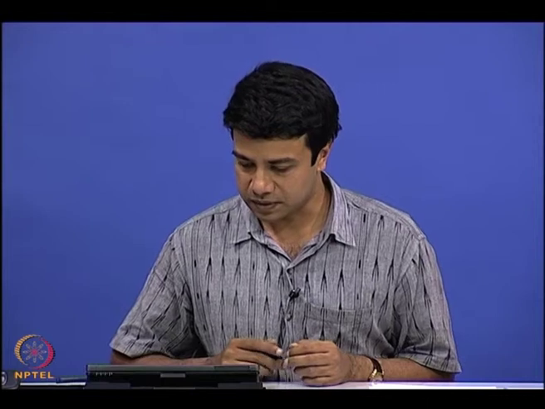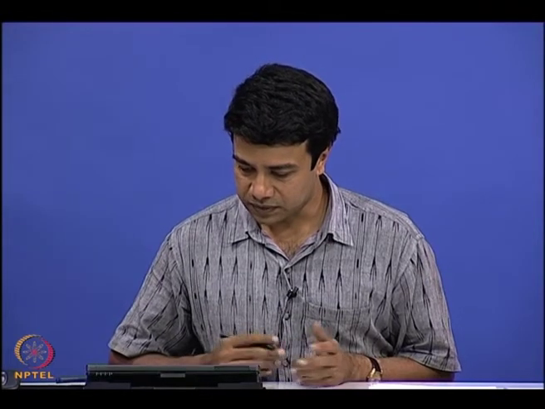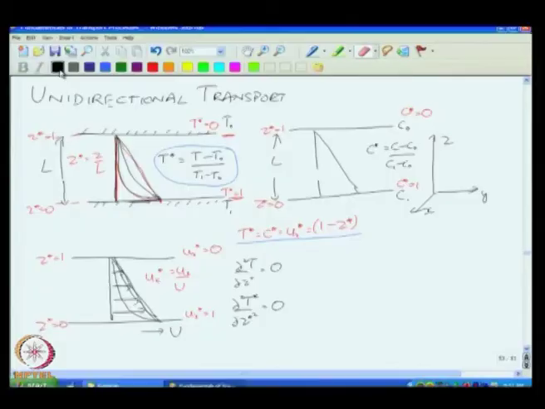So far, we have been discussing unidirectional transport of mass, heat and momentum. Unidirectional transport implies that there is transport only in one particular direction. It could be unsteady, it could be a function of time, but spatially there is transport only in one particular direction. For example, the transport between two flat plates.